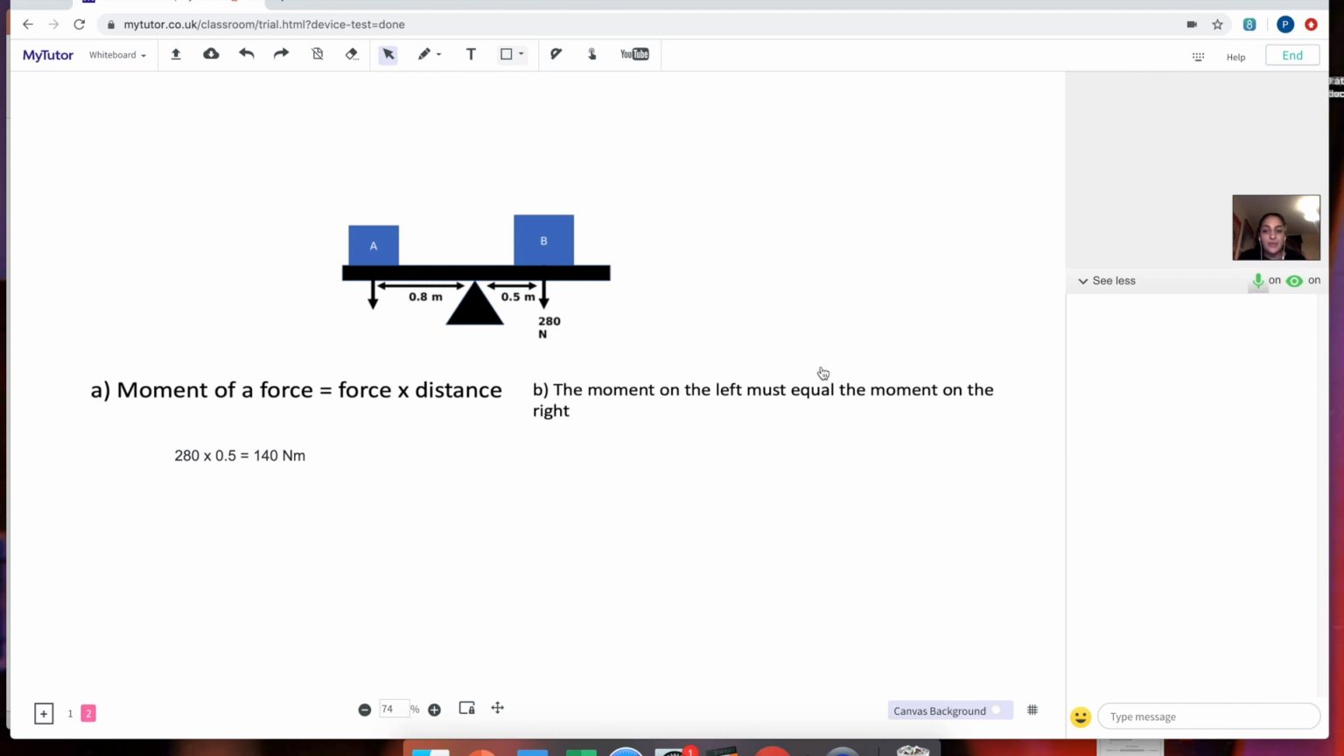So the moment that we have on the right, which we've just worked out, is 140 Newton meters. So we need to make our moment on the left equal 140 Newton meters. So we are trying to find a force. So let's rearrange our equation for force. When we do that, we get that force equals moment divided by distance.